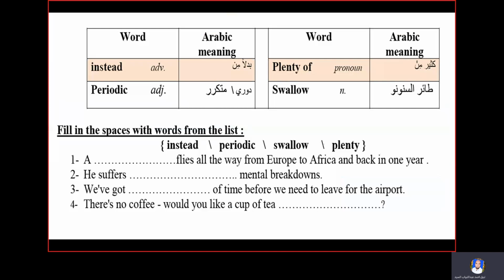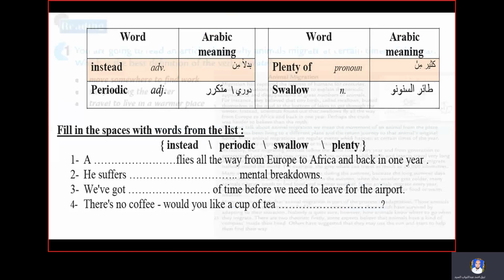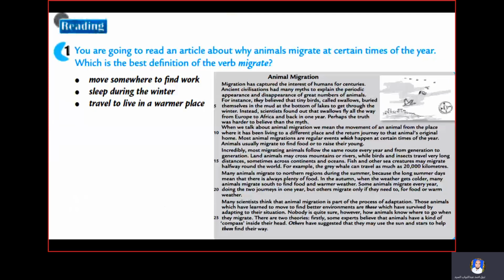Now you are going to read an article about why animals migrate at certain times of the year. Which is the best definition of the verb migrate? What does migrate mean in the text? Does it mean move somewhere to find work, sleep during the winter, travel to a warmer place?